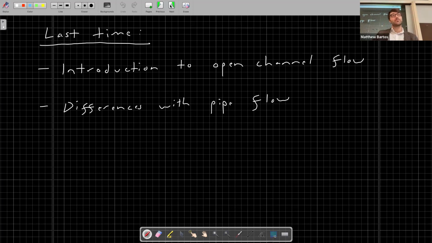So rivers themselves, impoundments, dams, that sort of thing. All of that will require a knowledge of open channel flow. So that's what we're going to be covering from now up until the end of the course.